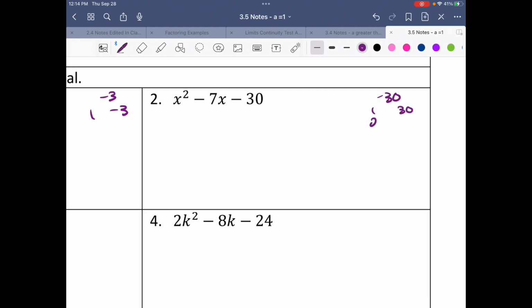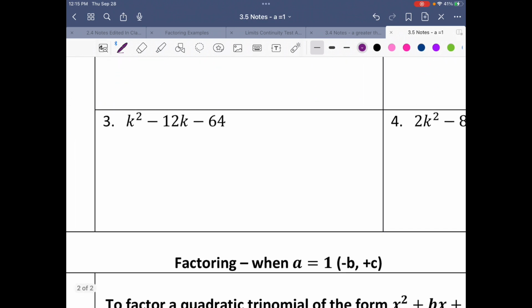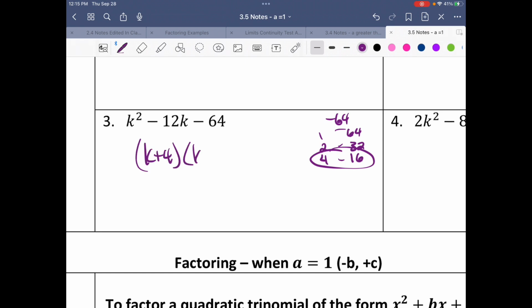Okay, factor pairs of negative 30 that add to be 7. So 1 and 30, 2 and 15, 3 and 10. Now I'm going to stop there because I know if I make the big factor negative, that's where my negative 7 is. So x plus 3, x minus 10. Okay, negative 64, that adds to be negative 12, excuse me. So 1 and 64, 2 and 32, 4 and 16. There it is. If I make the big factor negative, 4, negative 16.